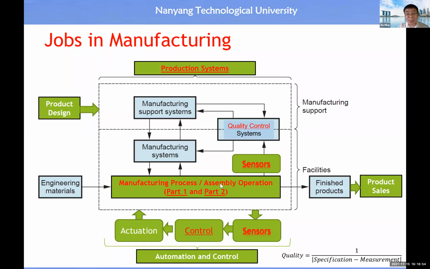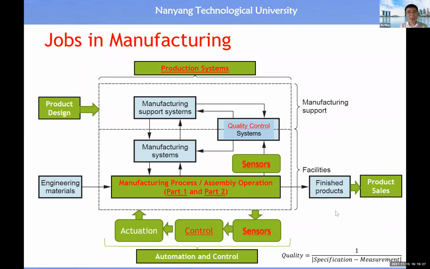Then in between, we could plan a series of tasks to be aligned together in the production line in order to transform engineering material into finished product. Okay, you can either hire a human worker to undertake this task, or employ a robot to undertake this task. Once you employ a robot, then you have automated equipment and control system, etc.